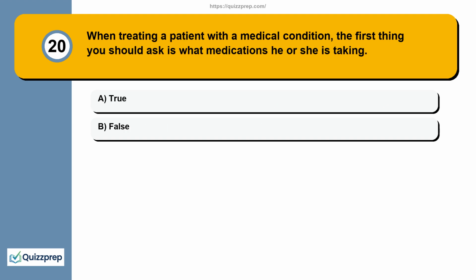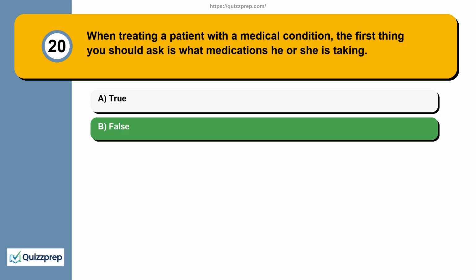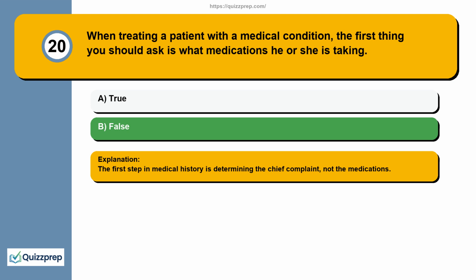Question 20. When treating a patient with a medical condition, the first thing you should ask is what medications he or she is taking. True, false. The first step in medical history is determining the chief complaint, not the medications.